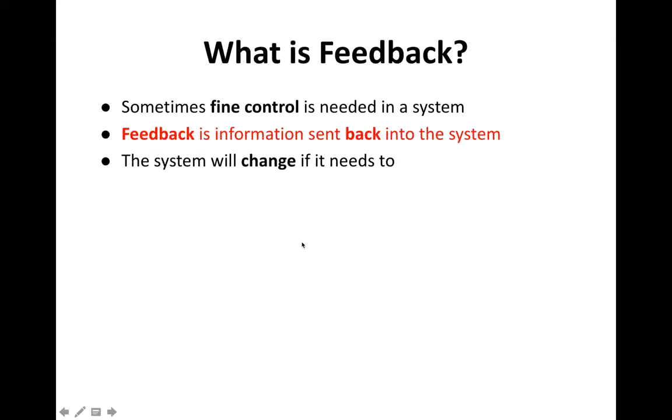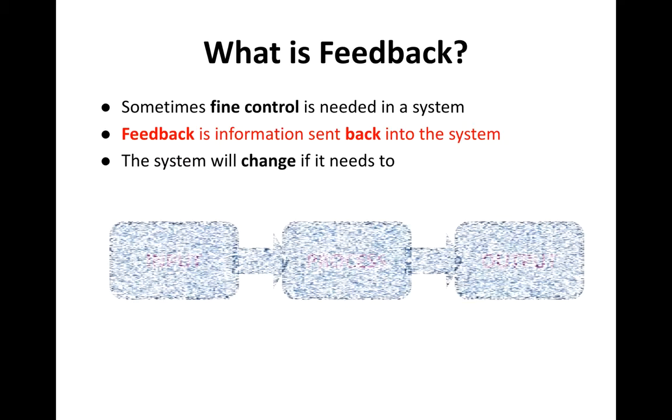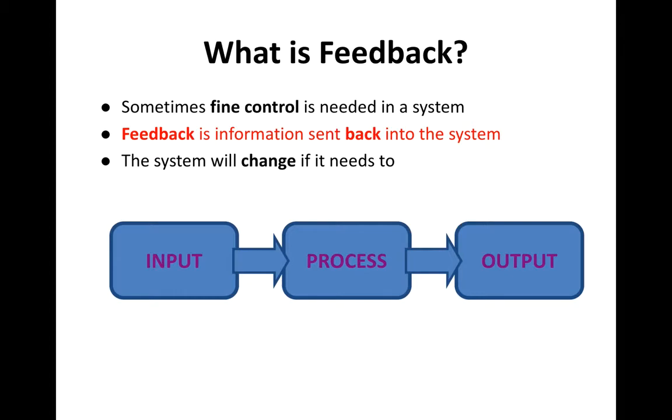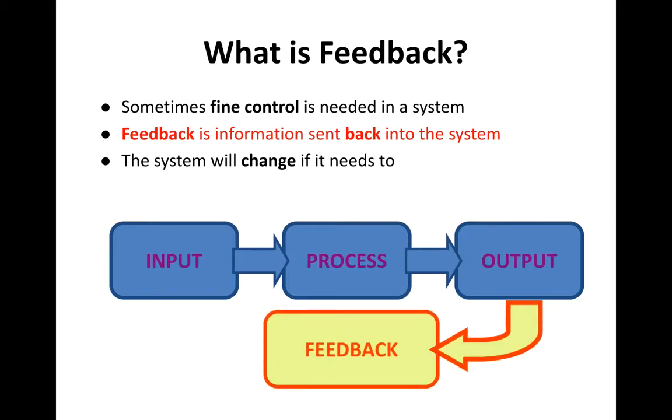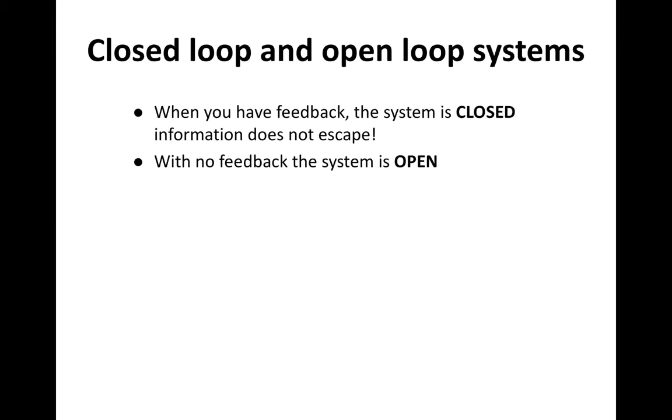Now, we often refer to something called feedback in a system. Sometimes fine control is needed, and this is where feedback comes into it. Feedback is information that's sent back into the system, and the system will actually change if it needs to, depending upon that feedback. So to look at that again, if we look at input, process, and output, feedback actually goes back into the input, and the whole system will adjust itself.